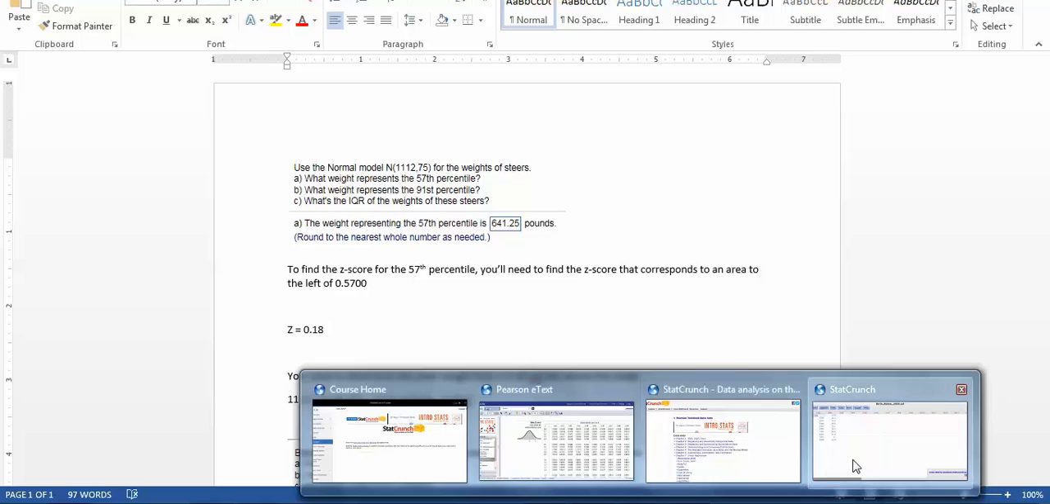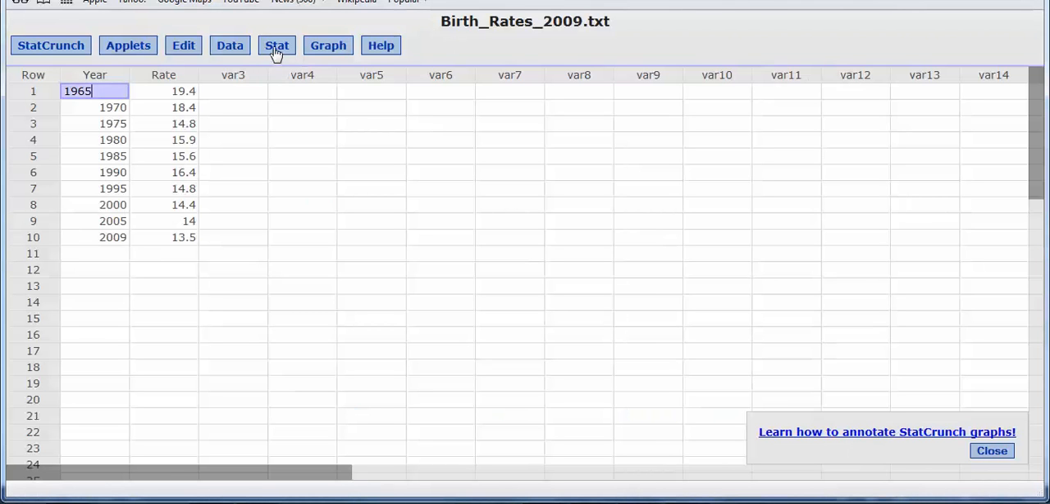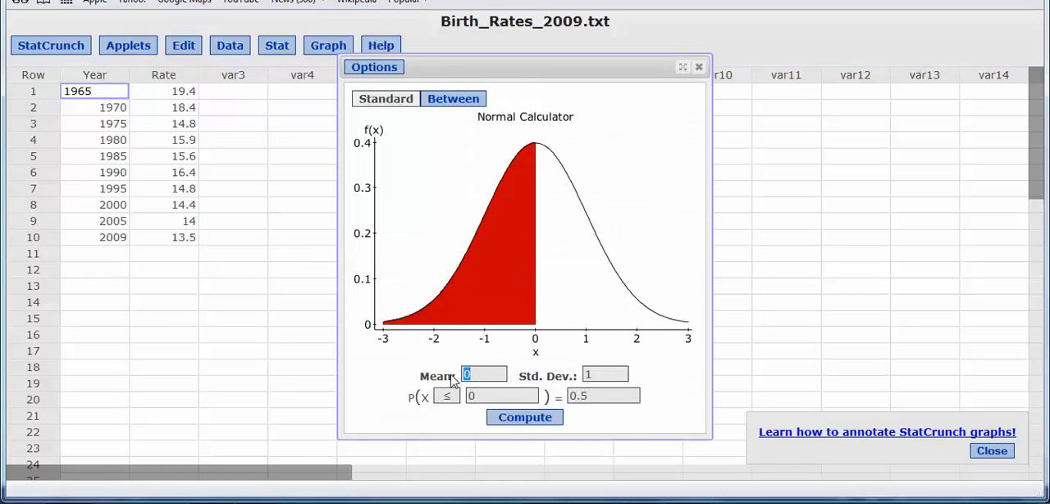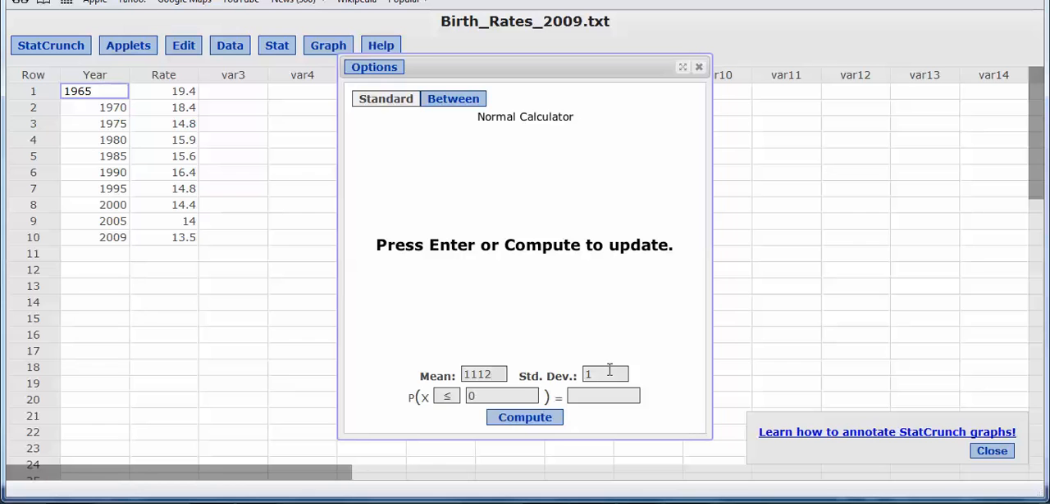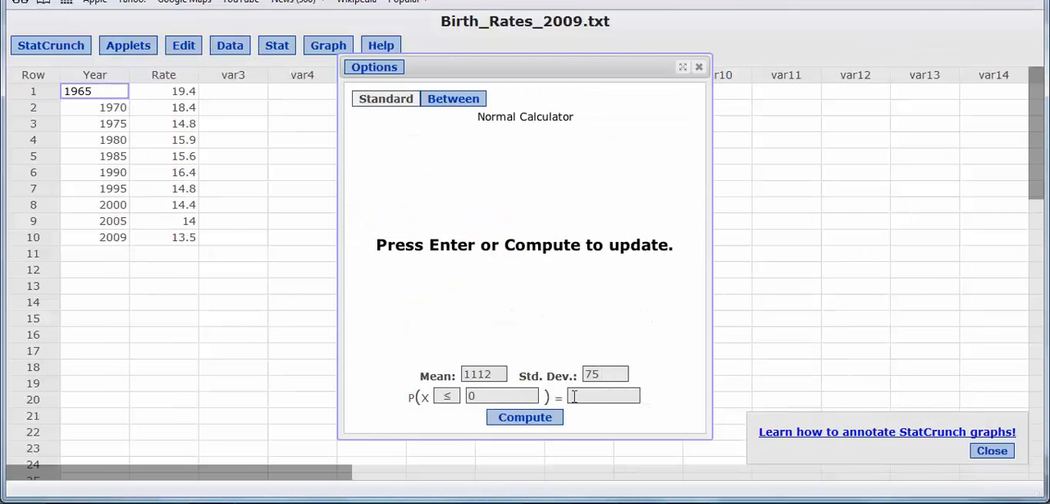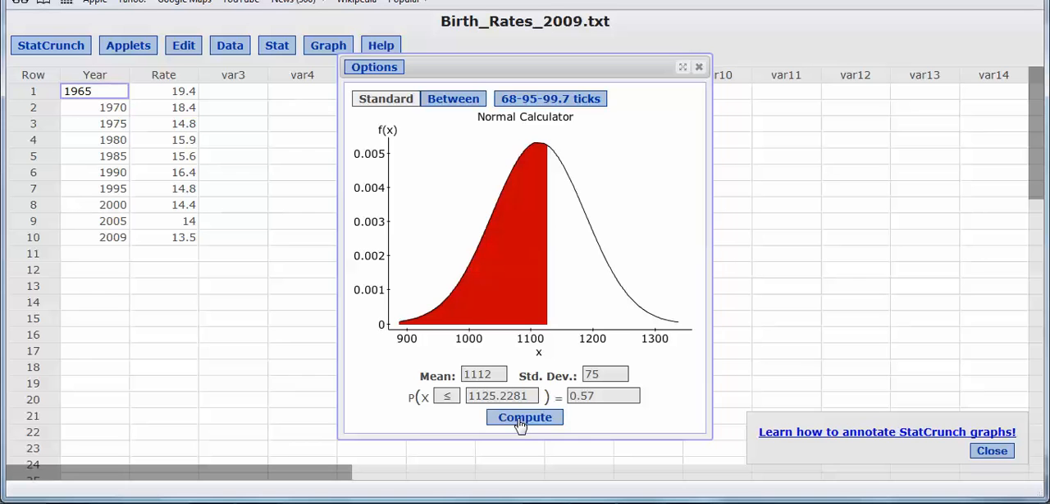Now, I can also do this in StatCrunch, so I can go to Stat, Calculator, Normal, and I'm going to set this up with the steer weight, which remember was 1,112, and the standard deviation was, let me make sure I get the right value, 75. All right. And now I want the 57th percentile, so I'm going to put in an area of 0.57 in this space here, and I'm going to find out what the weight is, and it's 1,125.2. So approximately what I got when I did it by hand, a little bit different because of rounding.